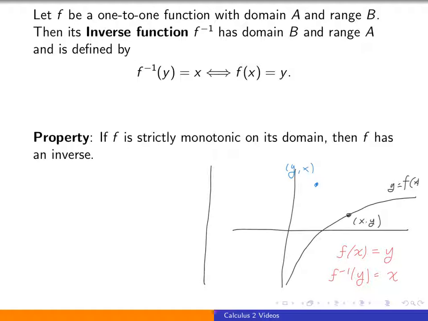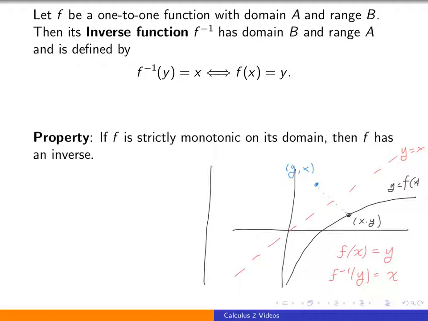And from a graphical perspective, if you compare the point x comma y and y comma x, what happens is that should be a reflection about the line y equals x. And in fact, if you have the graph of a function, its inverse is going to be the reflection of that graph over the line y equals x.